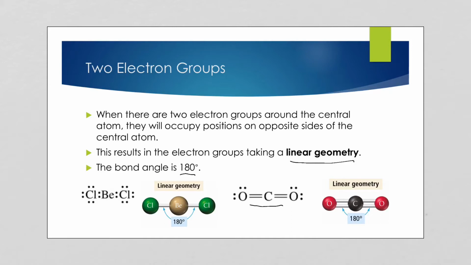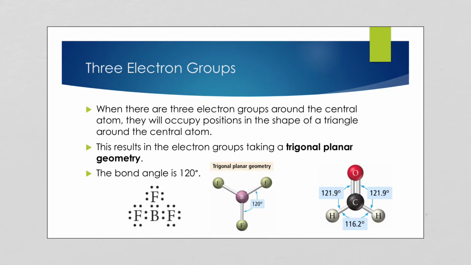Well, let's go to 3 electron groups. With 3 electron groups, of course, those are going to arrange themselves as far apart as they can get around a 3-dimensional sphere. It turns out that the furthest 3 things can get from each other is a planar triangle. And so we call this trigonal planar geometry. Now, as you think about a triangle, notice that the angles here are going to be 120 degrees in an idealized triangle. And so that's the bond angle we associate with trigonal planar geometry.